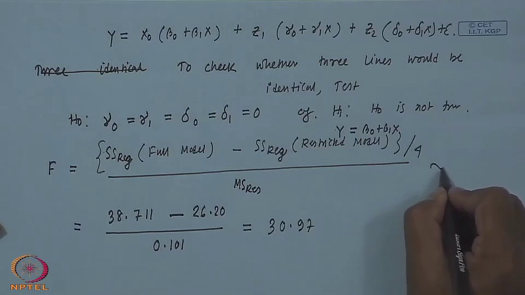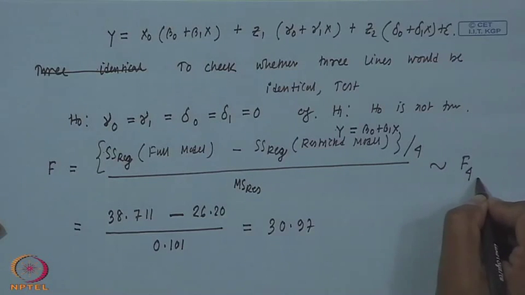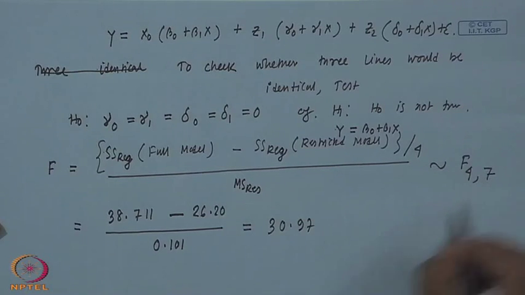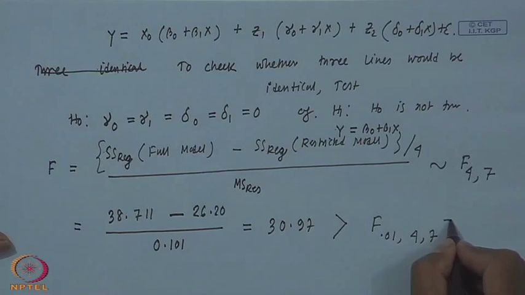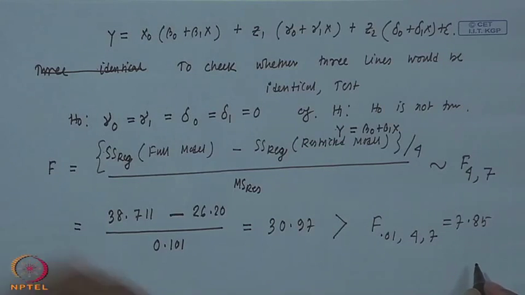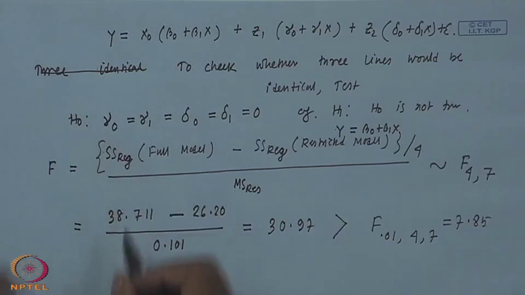And this follows F 4, 7, the residual degree of freedom is 7. So, this one is greater than F 0.01, 4, 7, which is equal to 7.83. So, you refer to the tabulated value for the F statistic. That means this is significant. Significant means H naught is rejected.